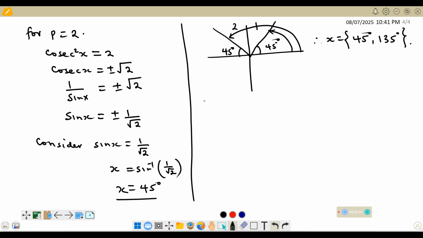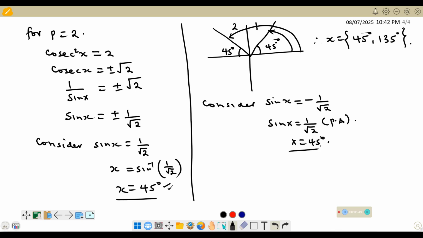So let us also consider sine of x equal to negative 1 upon root 2. What we do here is first consider sine of x equal to 1 upon root of 2, and the angle we get here is what we call the principal angle. Clearly we have already seen that you get x as 45 degrees. So this will act as our principal angle, and it will help us to get the required angles.